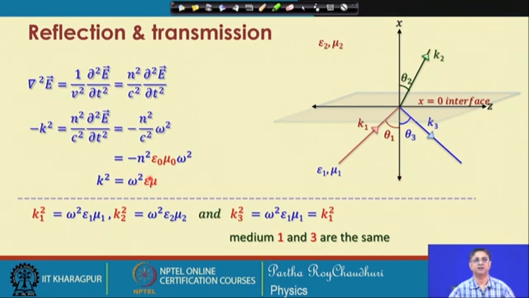This means that for k 1 this will be omega square epsilon naught mu 1; omega is the frequency, which does not change whether it is reflected or refracted. And k 2 square from here will come out like this, omega square epsilon naught mu 2, and for k 3 square we have this expression. But because the medium 1 and 3 in our assumption are the same medium, that is the first medium, k 3 square is equal to k 1 square, and we will use this property when we will be discussing further.